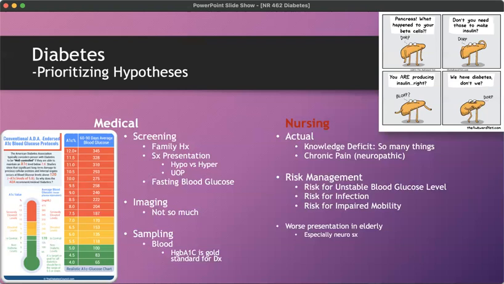And a key thing to remember here is that presentation, especially of neuro symptoms, things like vision changes or neuropathy, can be more pronounced, or a worse presentation, as patients get older. They can have a little less resilience as we age, meaning those symptom presentations are going to be much more uncomfortable.